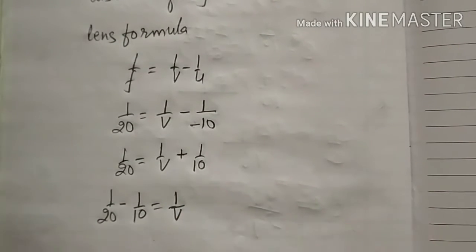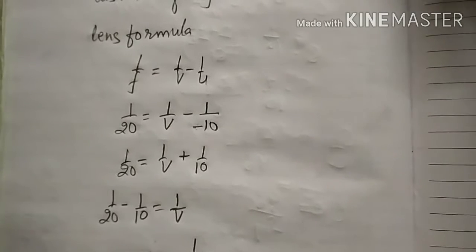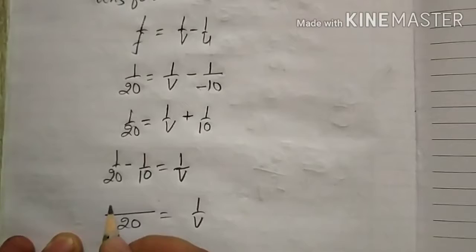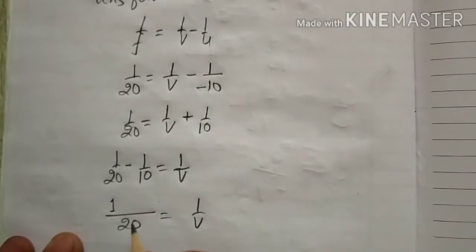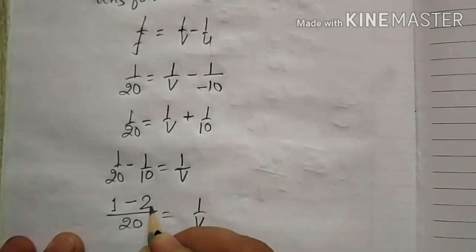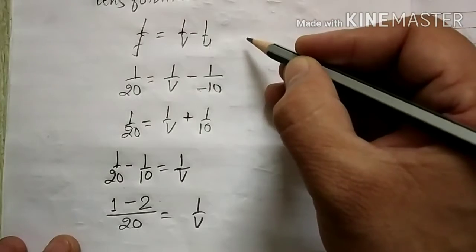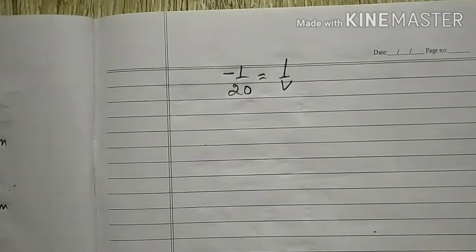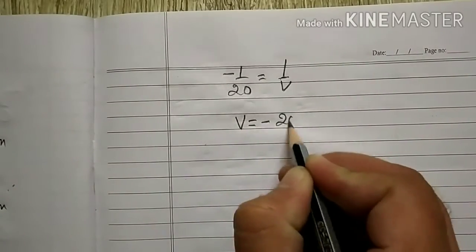Then I know you know what's the LCM of 20 and 10. So LCM of 20 and 10 will be 20 only. When we divide this 20 by 20, 1 will come, and when we divide this 20 by 10, 2 will come. Hope you are understanding. Now we found the value of v. v is equal to minus 20.